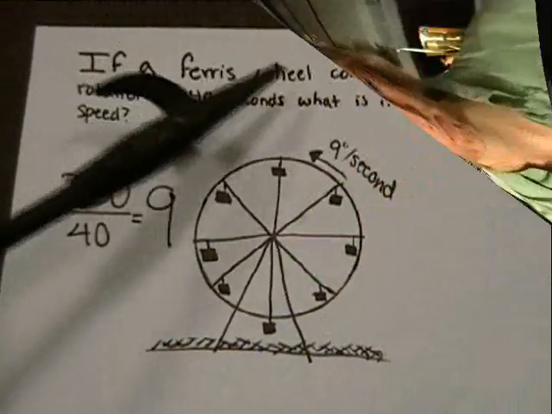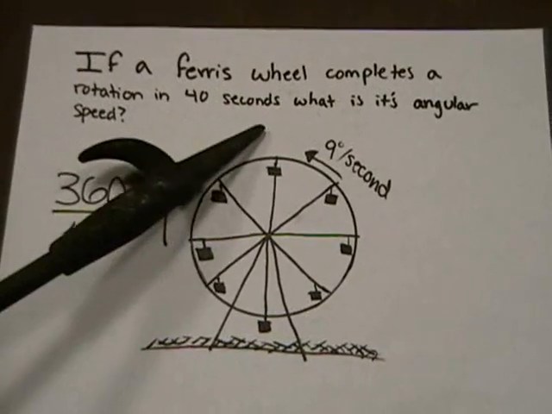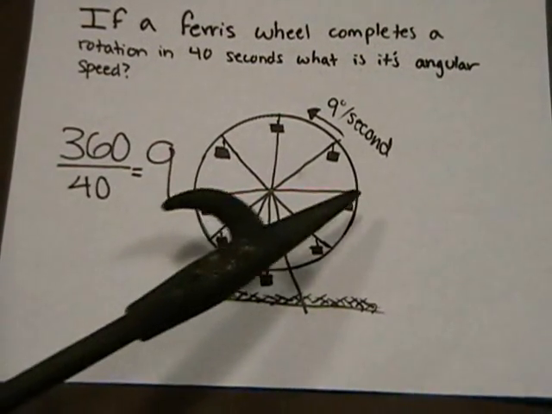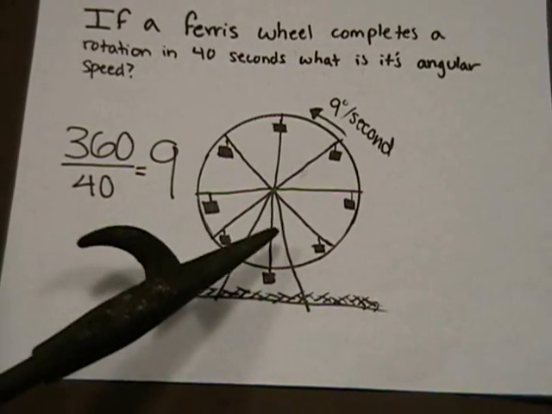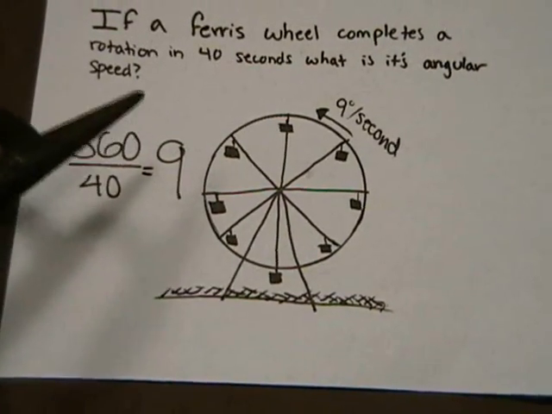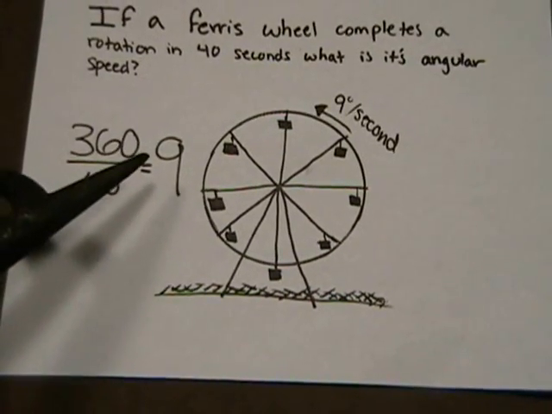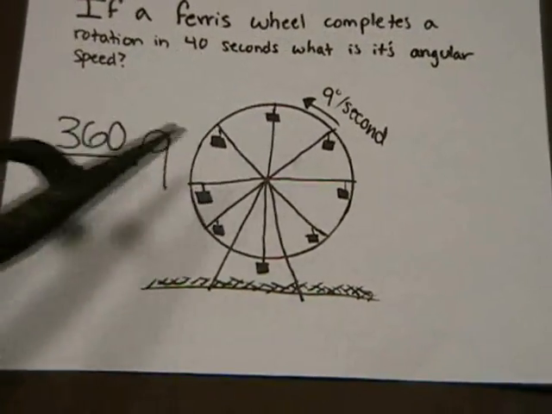If a Ferris wheel completes a rotation in 40 seconds, what is its angular speed? The Ferris wheel, which travels 360 degrees in one full rotation, is divided by the amount of time it takes, which is 40 seconds, which gives us the angular speed, which is 9 degrees per second. So how many degrees does it go per second? If it's 360 degrees and you go 40 seconds per rotation. 360 divided by 40? Yes. Nice.